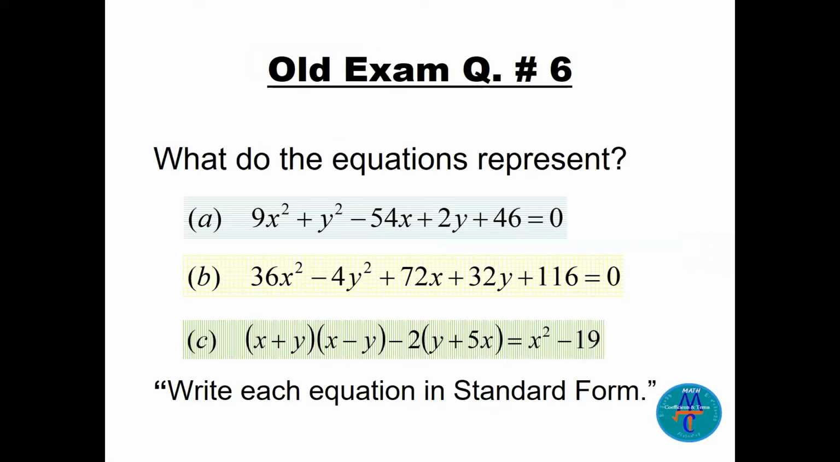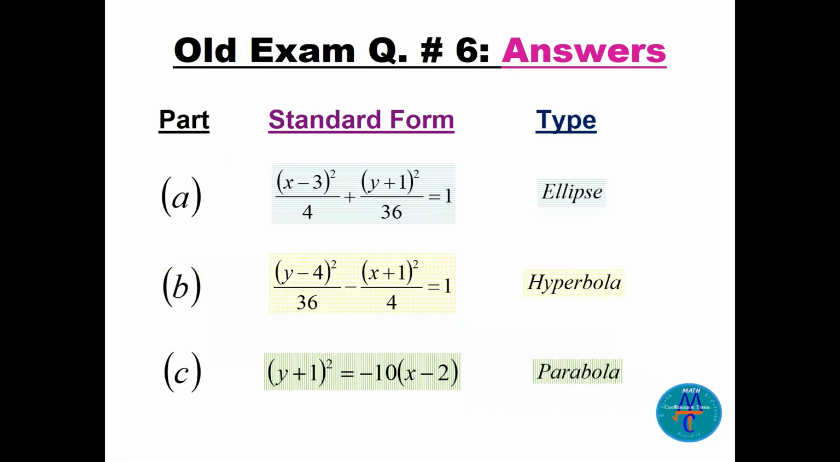Question number 6, what do the equations represent? We have A, B, C, three parts. For all of them, you need to complete the square on the x and complete the square on the y. We have seen many examples in lectures 39 and 40 for completing the square. Please, you can do it yourself. I will put the answer here.